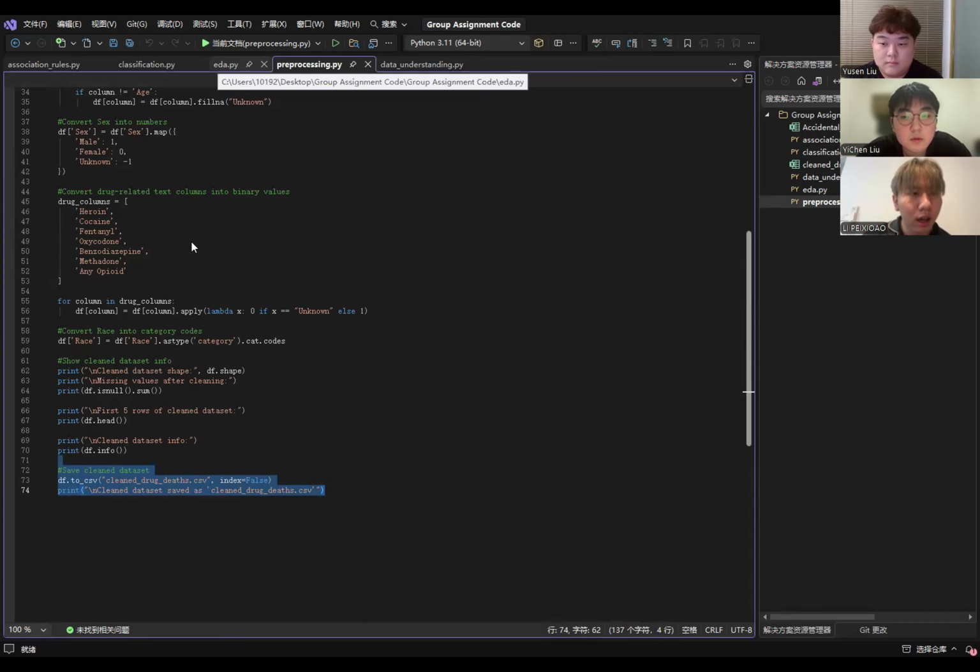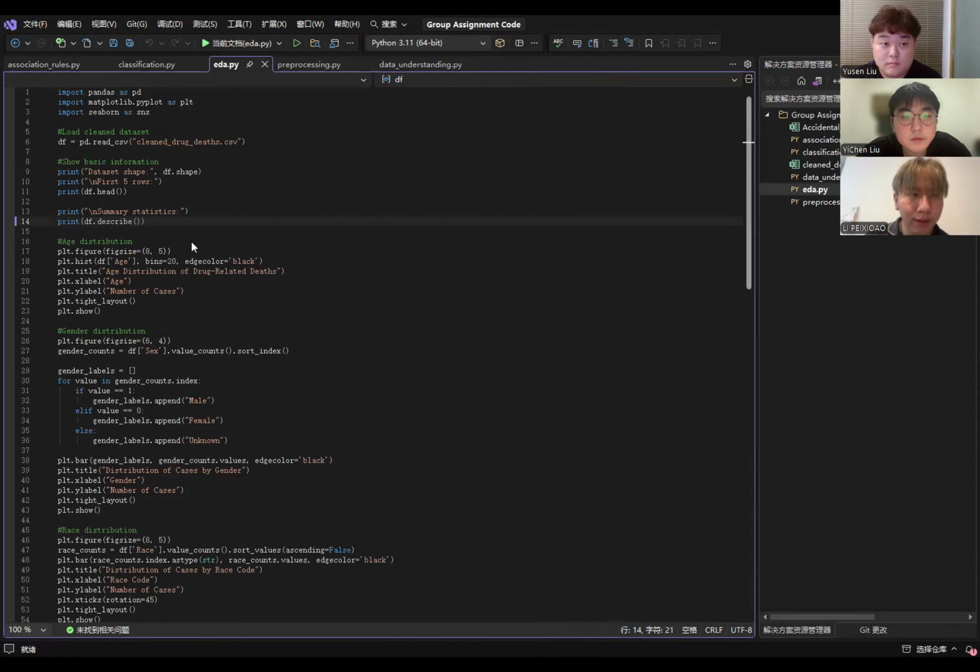After pre-processing, the next step is exploratory data analysis, or EDA. This helps us understand the distribution and the patterns in the data before building the models. In this file, we first load the cleaned dataset, then we generate several graphs to observe the structure of the data.